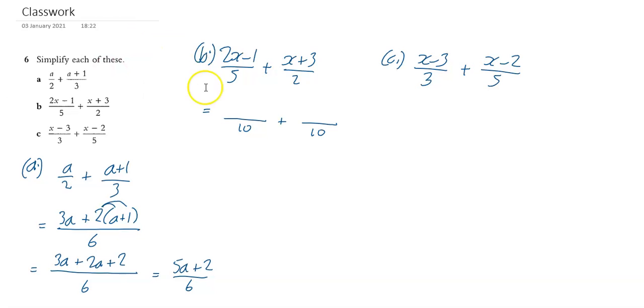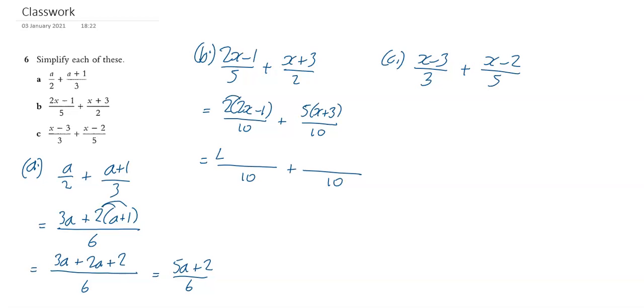Okay, this 5 here needed to be multiplied by 2 to get up to 10. So the top line also needs to be multiplied by 2. So it's 2 upon the whole top line, which was 2x minus 1. Likewise, this 2 needed to be multiplied by 5 to get up to 10. So the top line has to also be multiplied by 5 as well. So it's 5 upon the whole top line, which was x plus 3. So now I'm going to leave these still as two separate fractions, and you can set this out whatever way you want. They're both right.